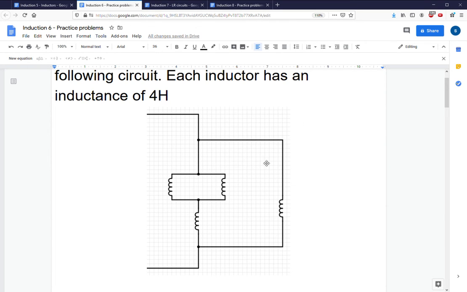So if we look at these inductors, we can see that there are 4 inductors, and at the start, the only ones that we can combine are these two. These two inductors are in parallel because they're connected at this node and at this node.